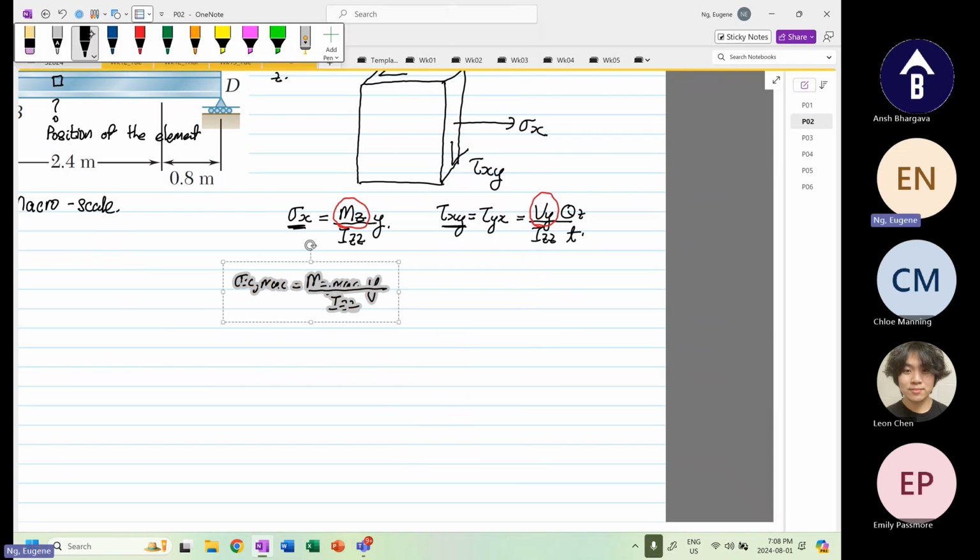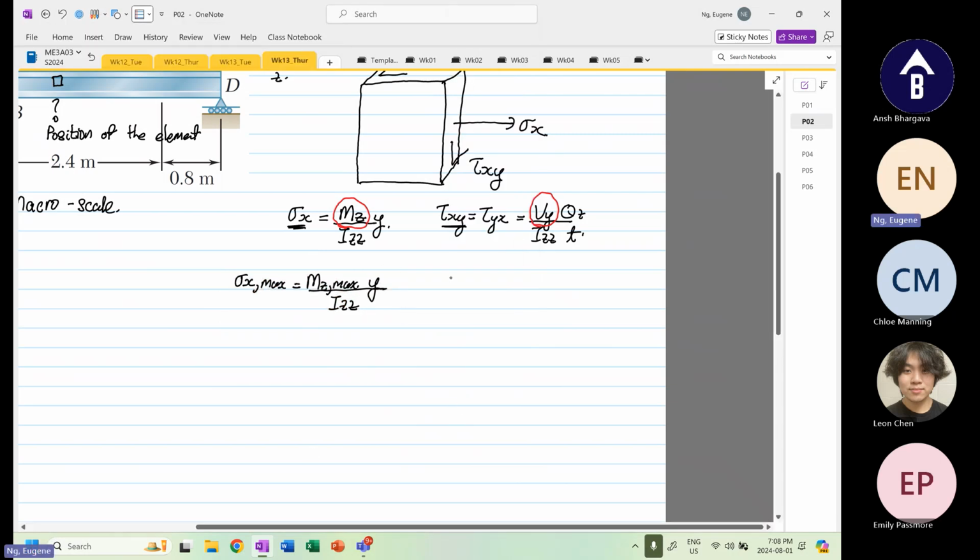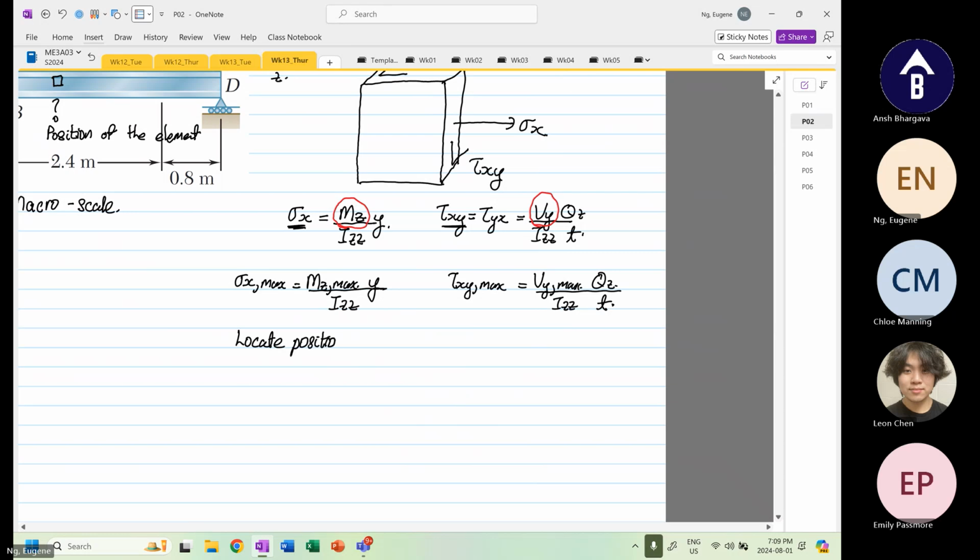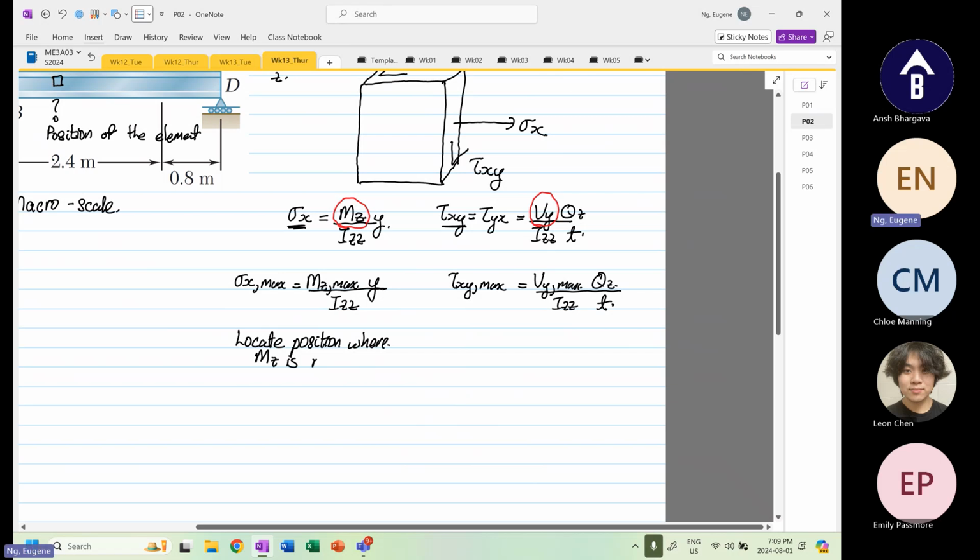And we are also aware that shear XY max will be equal to Vy at its maximum, Qz over Izz T. Okay. So for maximum, we need to locate the position where Mz is maximum.